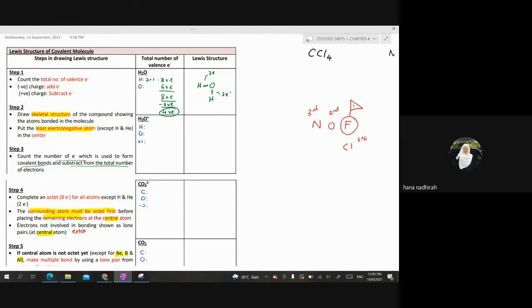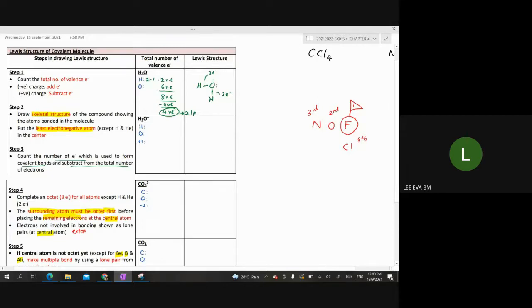Sekarang ada 4 elektron lagi. So ada berapa lone pair? 2. So dekat sini 4 valence electron remains. That means you have 2 lone pair. So lone pair, we put it on the oxygens. 1 pair and 2 pair.